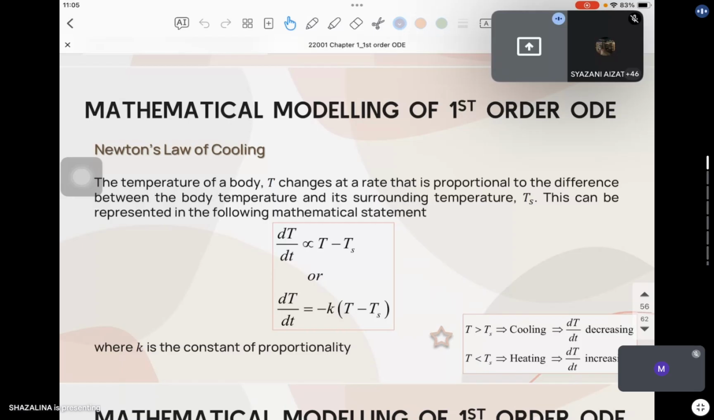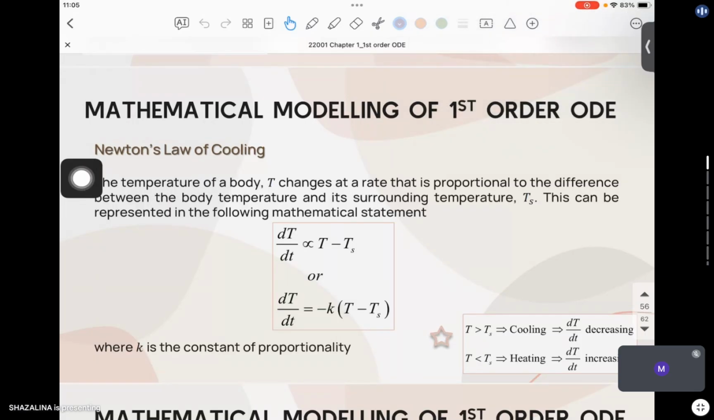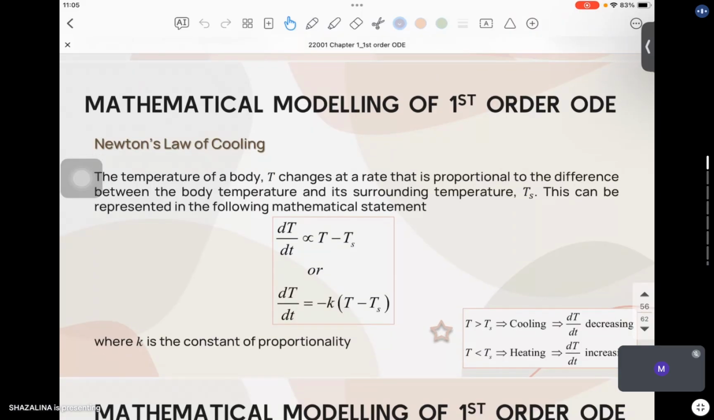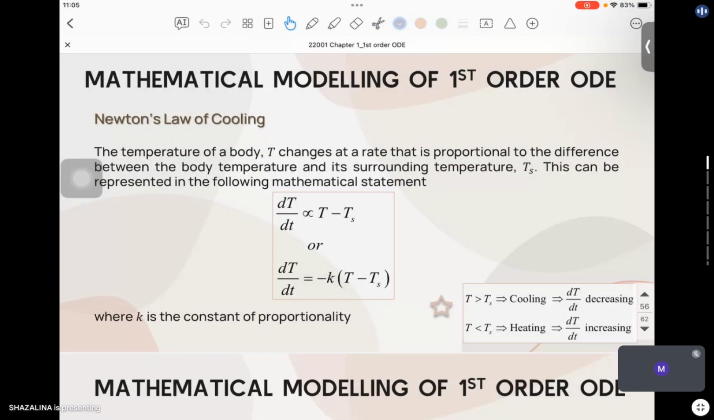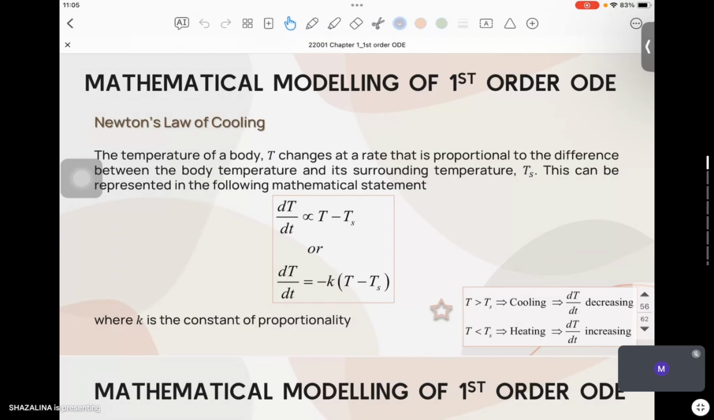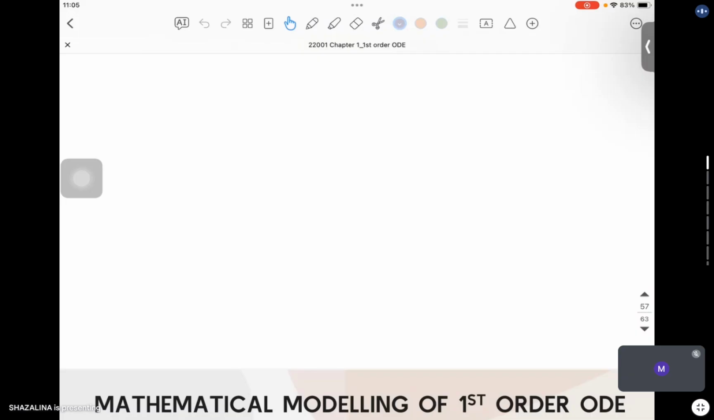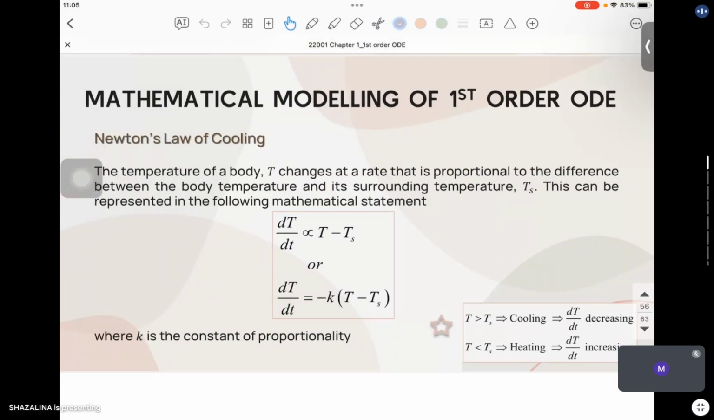Alright, untuk subtopik hari ini, we are going to continue on our last subtopic for chapter first order, which is Newton Law of Cooling. Okay, sebelum ni hari tu saya decide untuk buat video, tapi tengok timing korang macam sesuai je, so saya ajar online class lah. Okay, suppose we have a lot of application or mathematical modeling for first order ordinary differential equation.